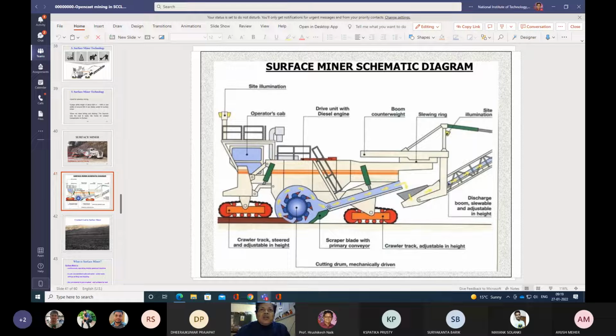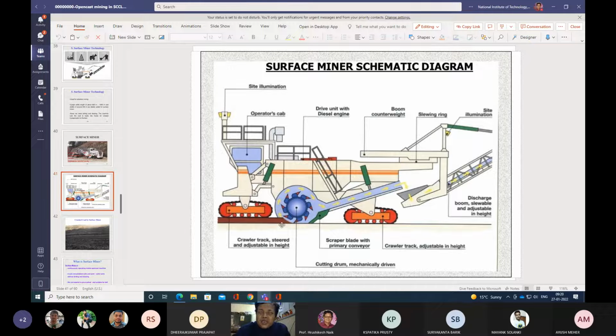It is loaded to the belt conveyor, and after that the material is transferred to another belt conveyor, and this is the discharge boom, slewable. It can be moved to any direction, swayable and adjustable in height also. The height can also be adjusted. So this is the method of mining using a surface miner equipment.